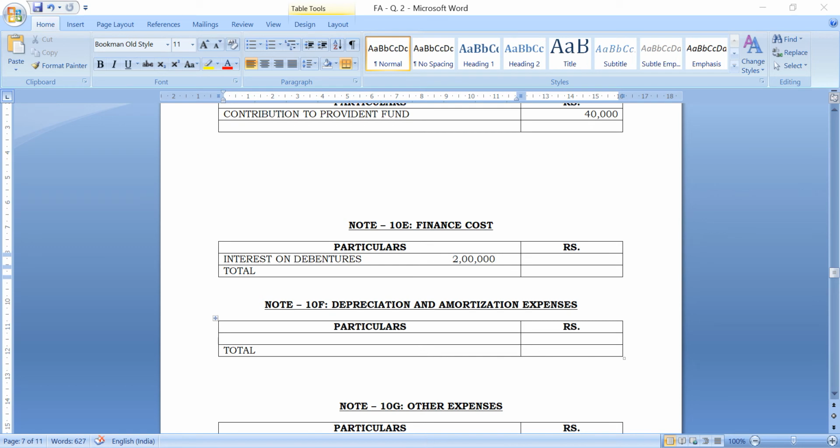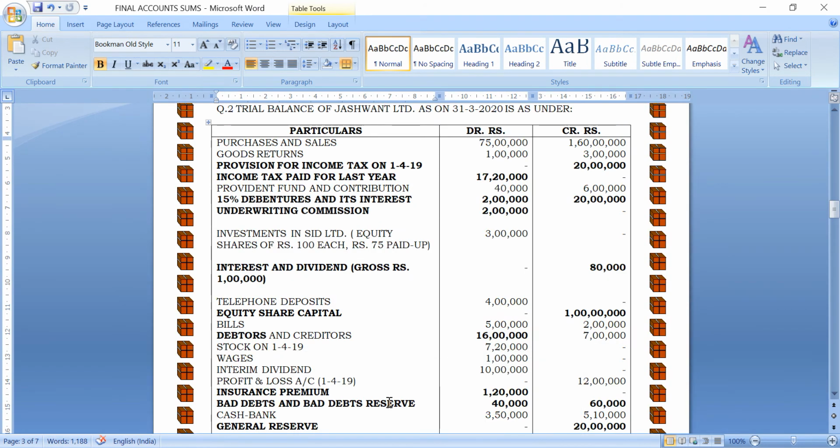Now let us come back to the trial balance. We have underwriting commission, 2 lakhs, and it is to be posted to which schedule? 5E.